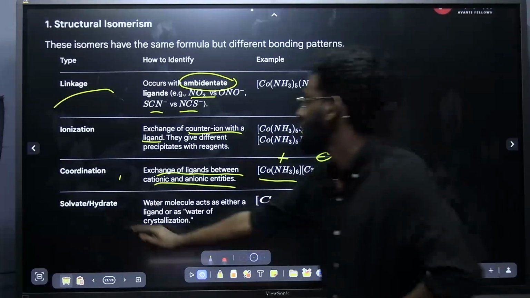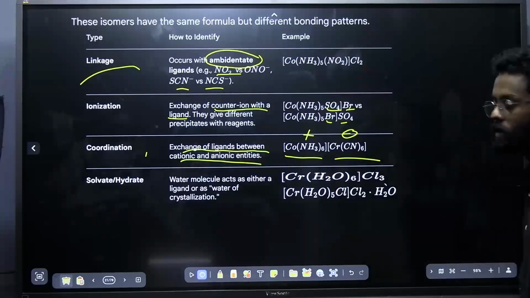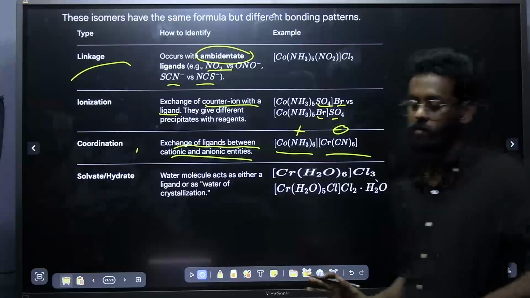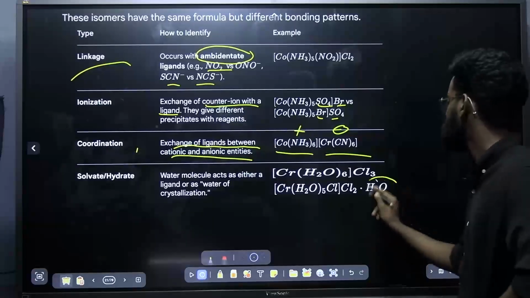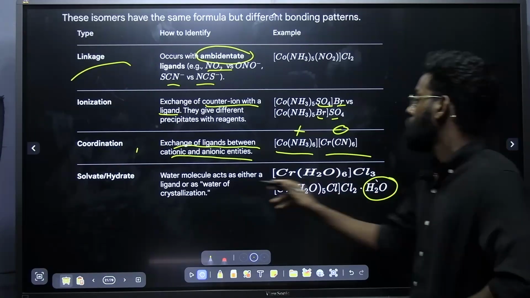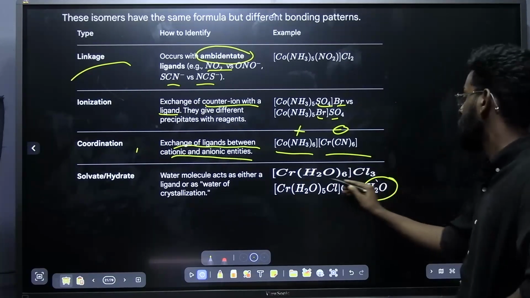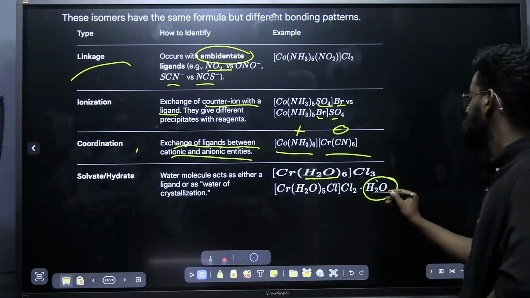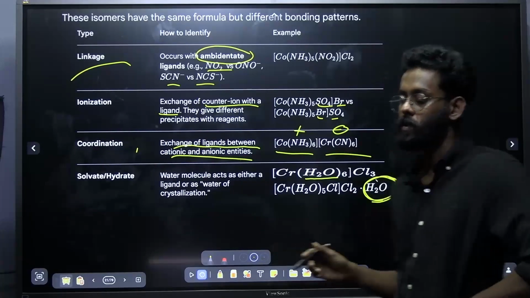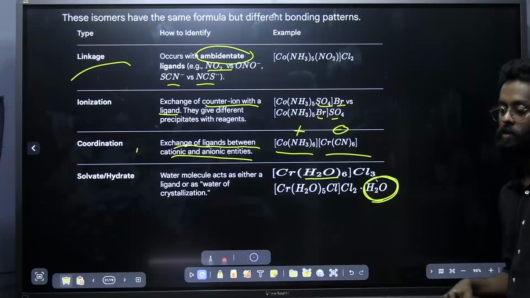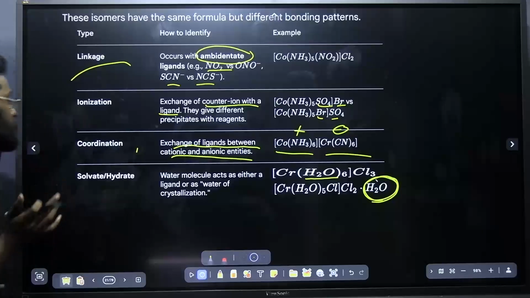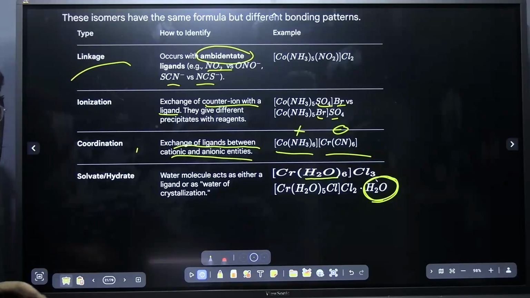And the last one, solvate isomerism or hydrate isomerism. Solvate or hydrate isomerism means there should be water as a ligand, and also water of crystallization. The water molecule should act either as a ligand, as here, or, in the second case, as water of crystallization. In all these cases we can say the compound will have solvate isomerism. It is very easy to identify which one is showing linkage, which is showing coordination, which is solvate. Very easy, there is no problem.